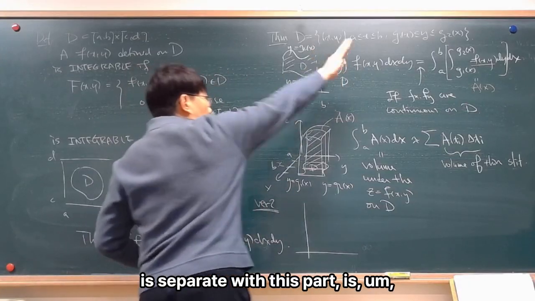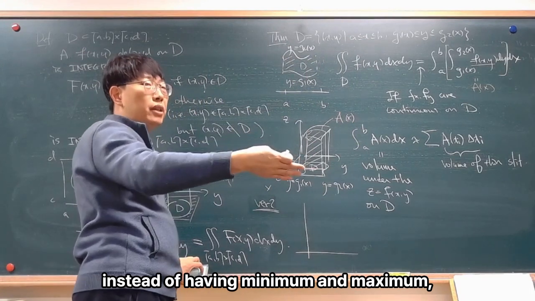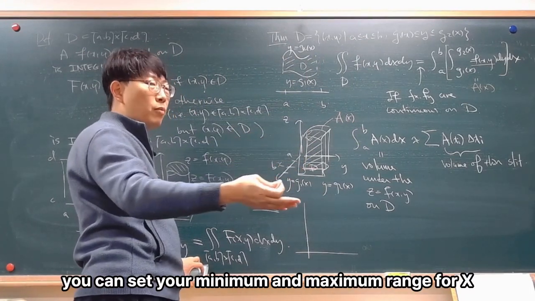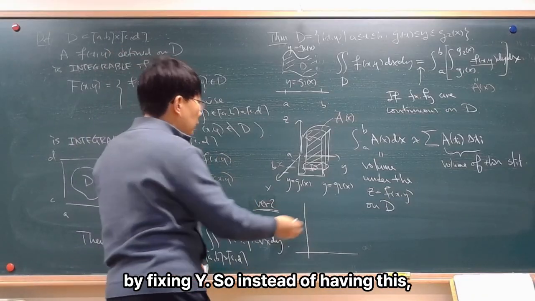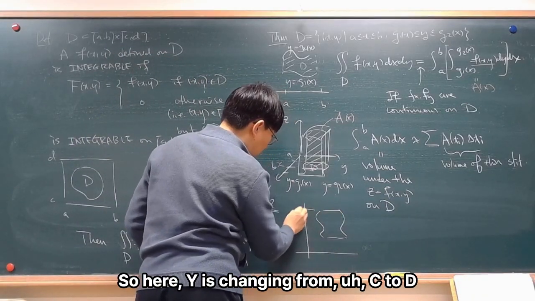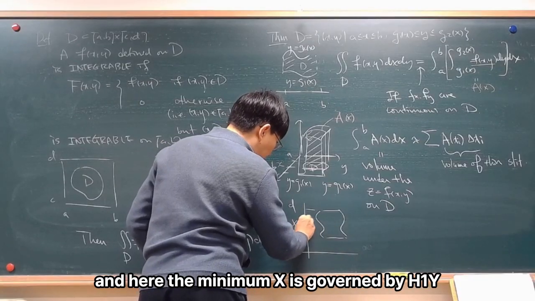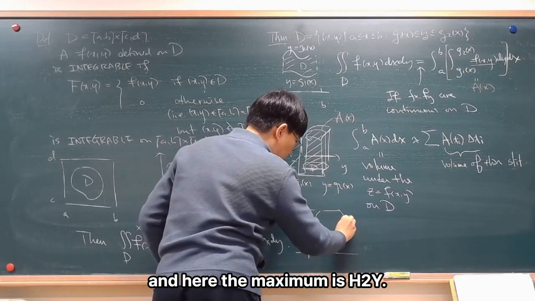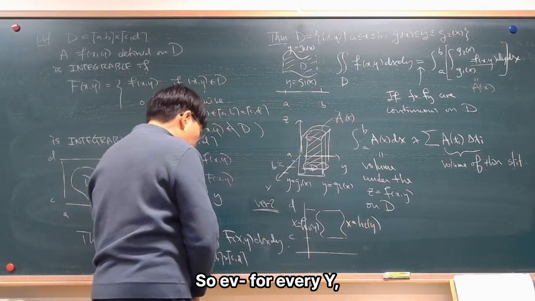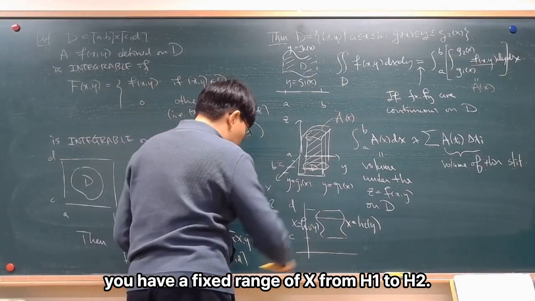Version 2 is separate from this part. Instead of having a minimum and maximum range of y, you can set your minimum and maximum range for x by fixing y. So instead of having this, we can have this. So here y is changing from c to d, and here the minimum x is governed by h1(y), and the maximum is h2(y). So for every y, you have a fixed range of x from h1 to h2.